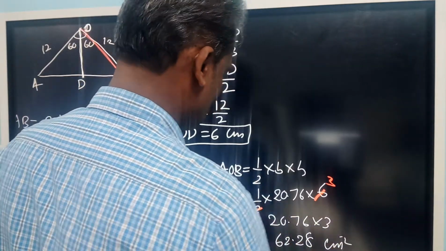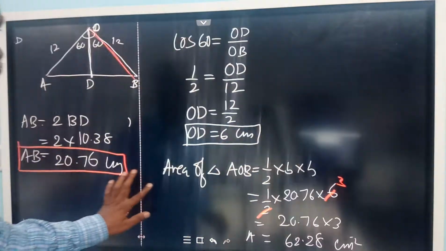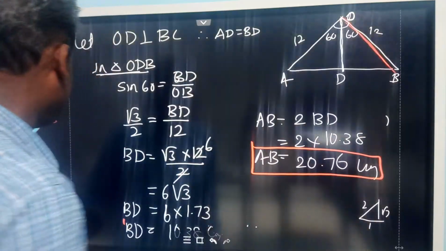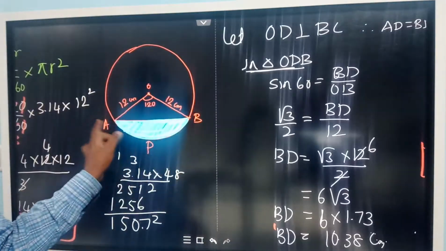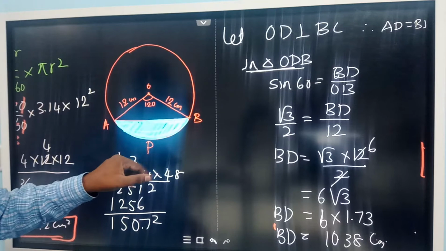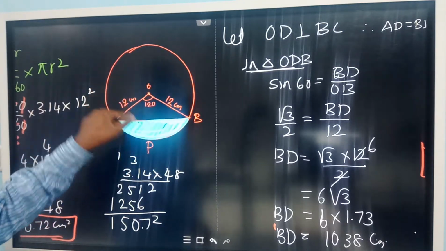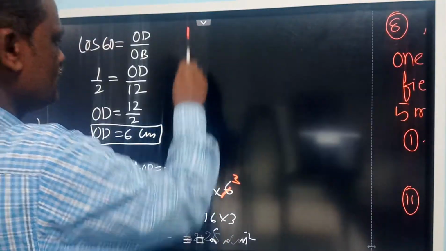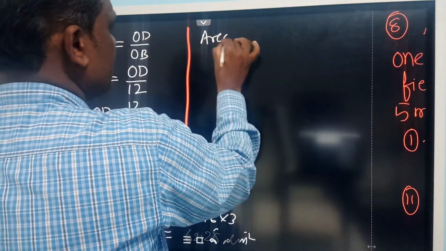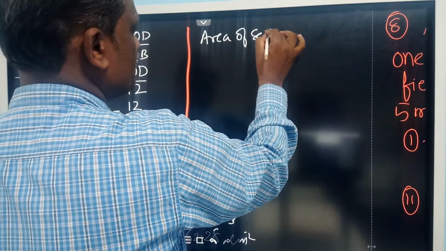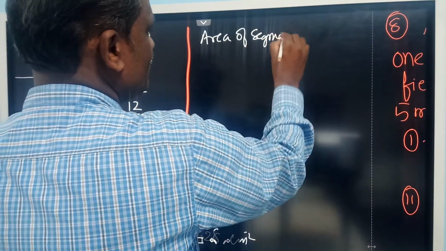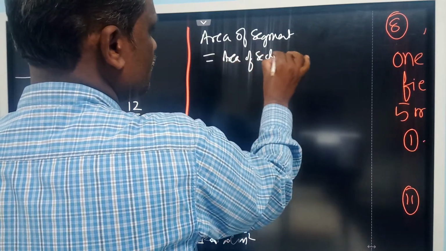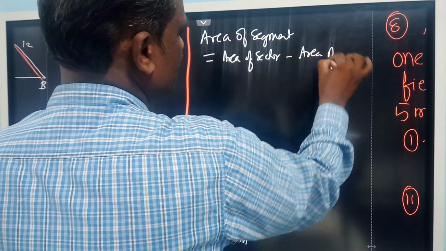The area of this triangle is 62.28 centimeters square. But we want not only the area of the triangle, we want the area of the segment. The area of segment APB is equal to the area of sector minus the area of triangle. So you can write the formula: area of segment is equal to area of sector minus area of triangle.